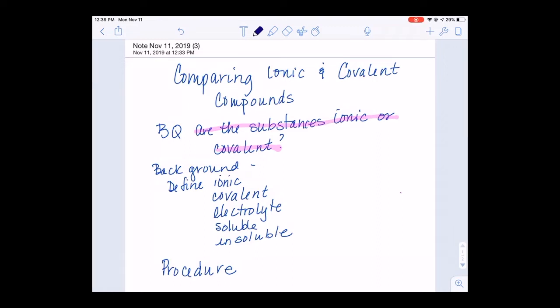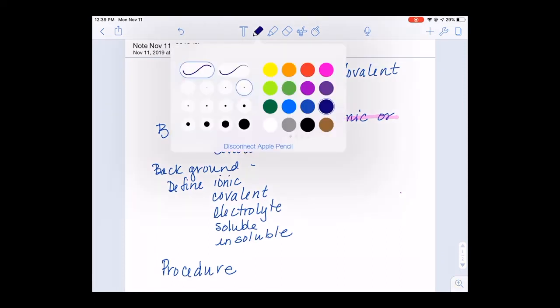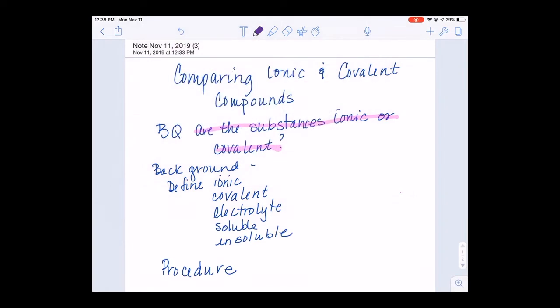Right, today's pre-lab is the pre-lab for the ionic and covalent compound properties lab. Our beginning questions are: are the substances that we're testing ionic or covalent? For our background information, there's quite a bit written. Basically, let's define these things in your lab notebook.